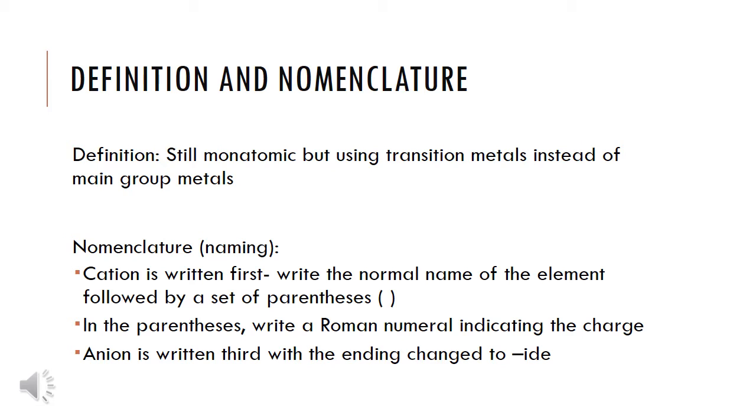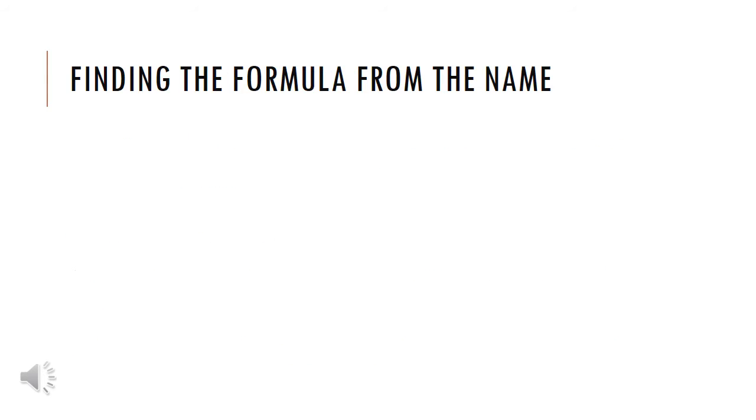And the anion is still written last, and the ending is still changed to "ide," so that's not any different than before. The difference here is that we need to indicate the charge with the Roman numeral in the middle. Okay, let's look at some examples. So here we're going to be finding the formula from the name. So first up, we have iron 3 chloride.